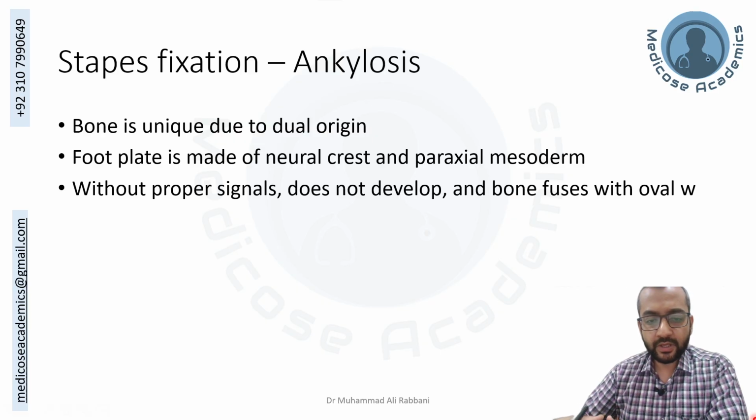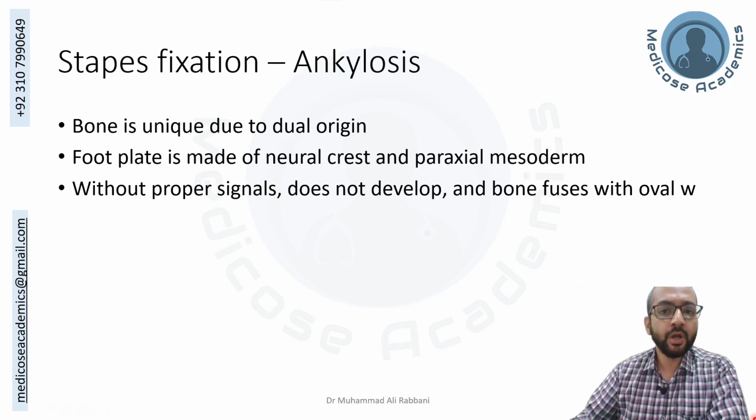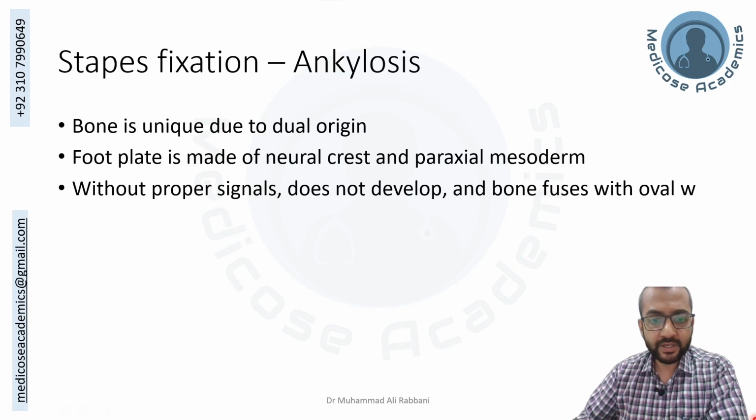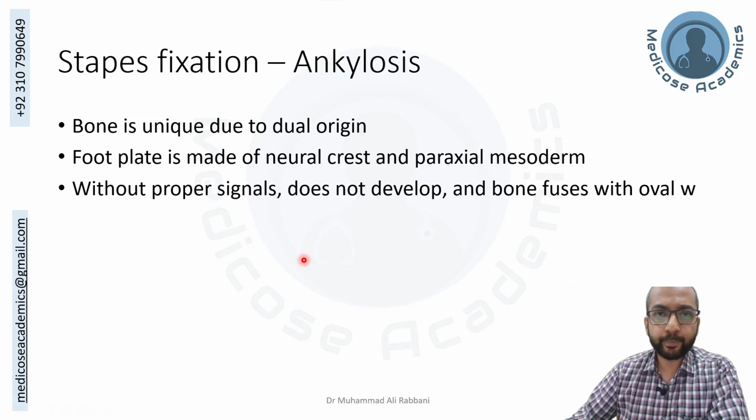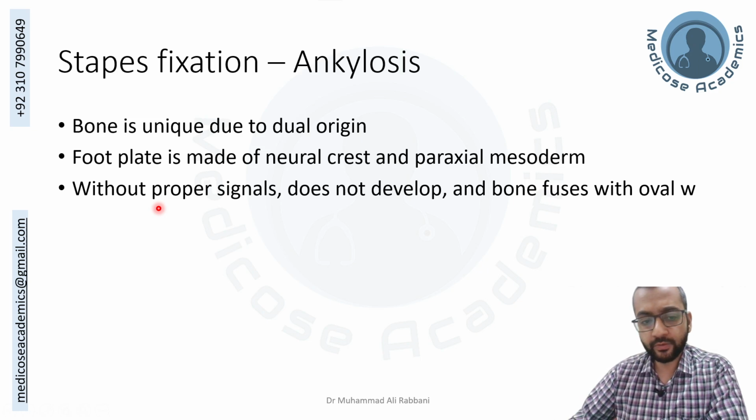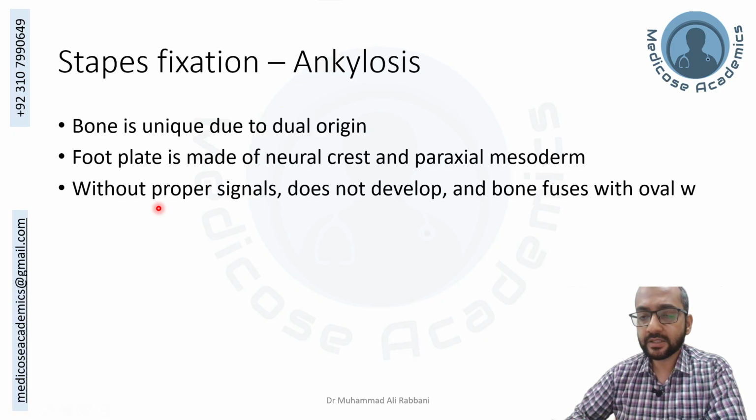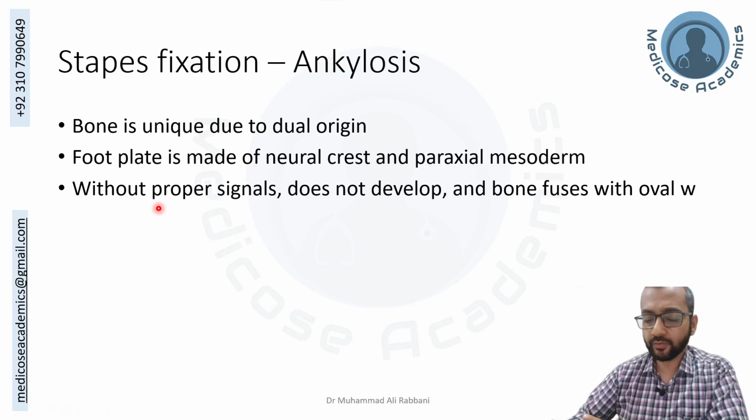Stapes development is very complex because of its dual origin. It comes from the neural crest cells and the paraxial mesoderm of that area, and sometimes signals get mixed up, and the petrous part of the temporal bone, which forms the oval window, remains fused with the foot plate of the stapes. When that occurs, the stapes cannot move against the oval window, and if it cannot move, it cannot transmit any signals inside. So there is conductive hearing loss.